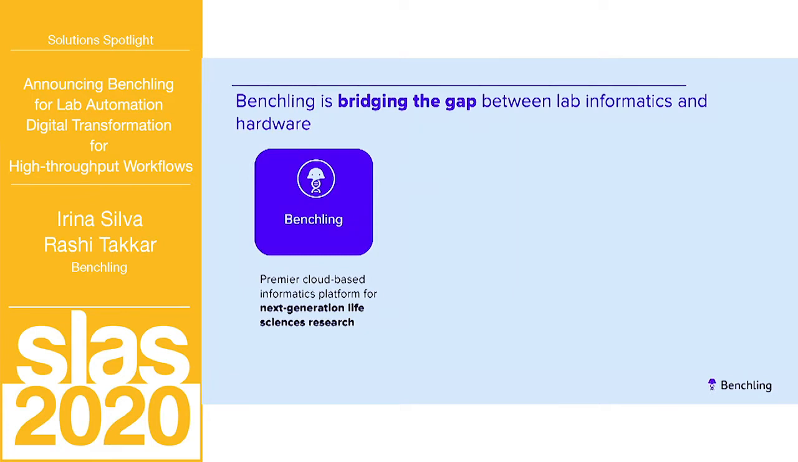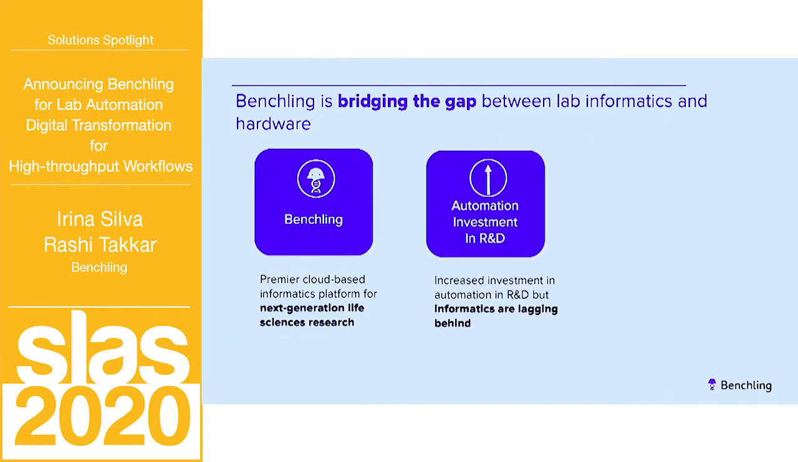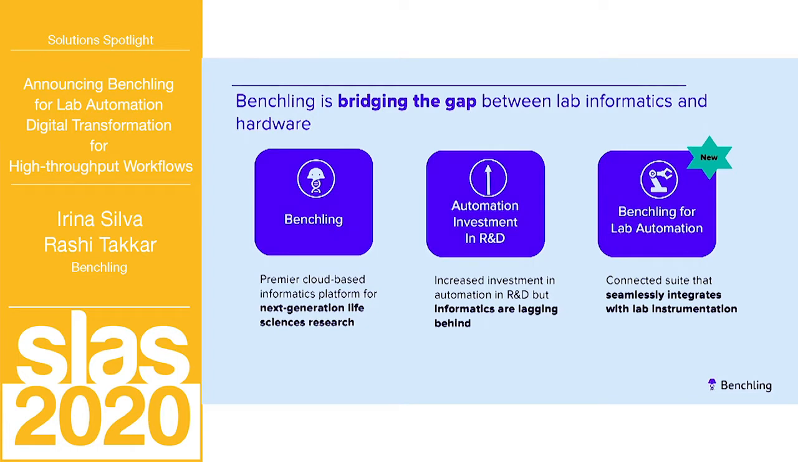So today I'm going to be dividing my talk into three sections. The first is talking about what the Benchling platform is, for those of you who are not familiar with it. The second part is more about the current challenge that a lot of you are facing. There's been so much investment and innovation happening in automation hardware and analytical technologies, but we believe that informatics is lagging behind. So what do we do about that? And the third section is about our new product, Benchling for Lab Automation, and how Benchling is able to connect seamlessly to your lab instrumentation, both your analytical instrumentation as well as liquid handling.